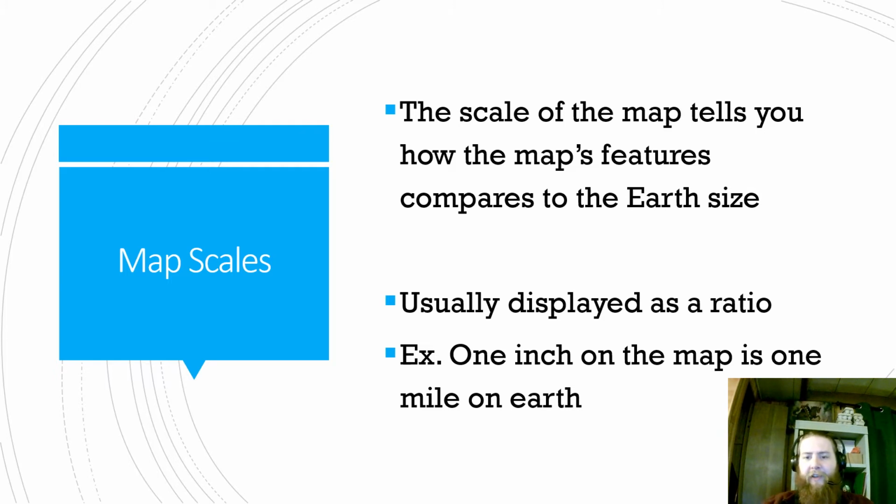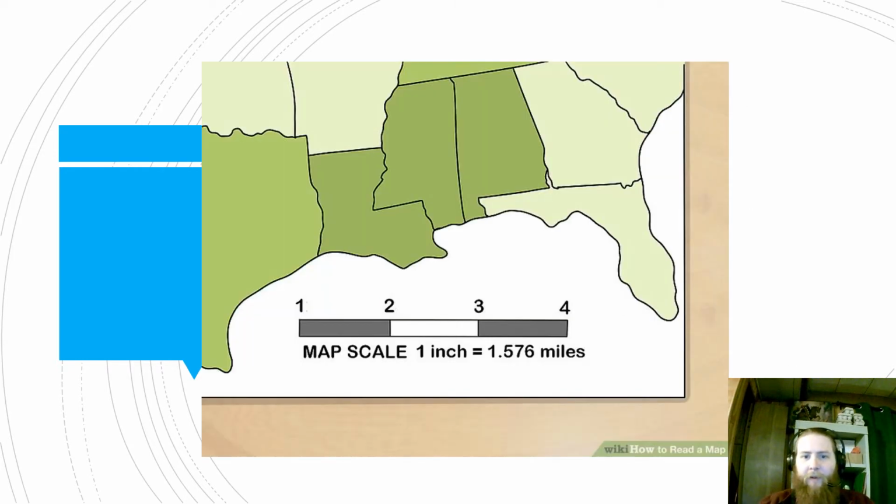We usually see it as a ratio. Like I said, 1 inch is 1 mile, 1 inch is 2 miles, 2 inches is 70 miles. You can go all the way up to really big numbers. On this next example here, we have 1 inch equals 1.576 miles, which is a really weird, very specific number. But sometimes they get weird like that. It's just whatever size map you have, that's the map scale that they're going to have.